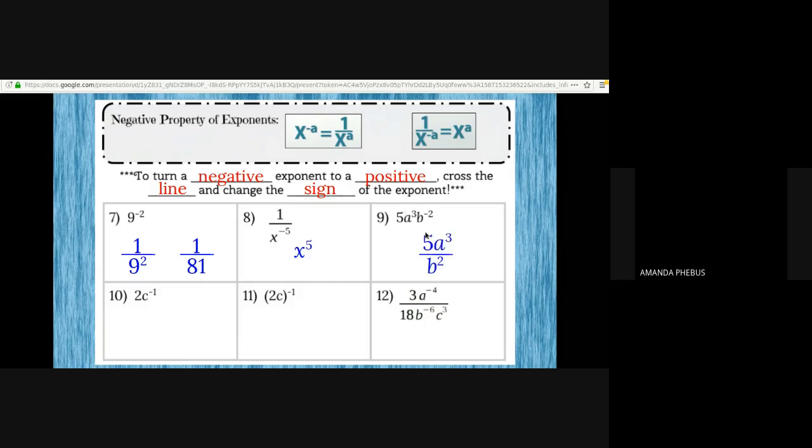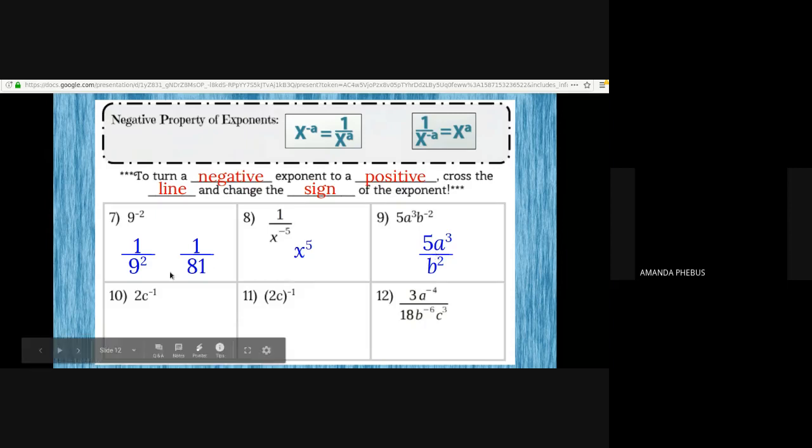So I'm going to keep the 5a cubed up on top because their exponents were originally positive. When the B to the negative 2 moves to the denominator, its exponent becomes positive. All right, let's look at number 10.